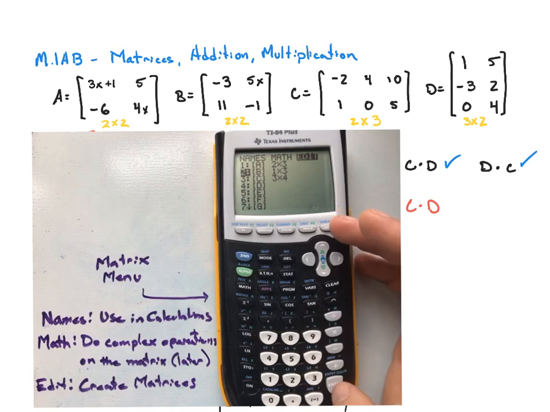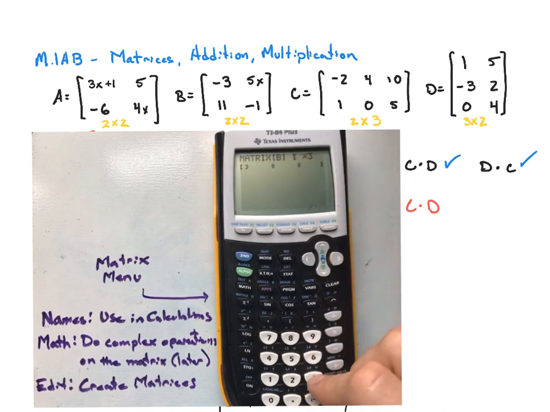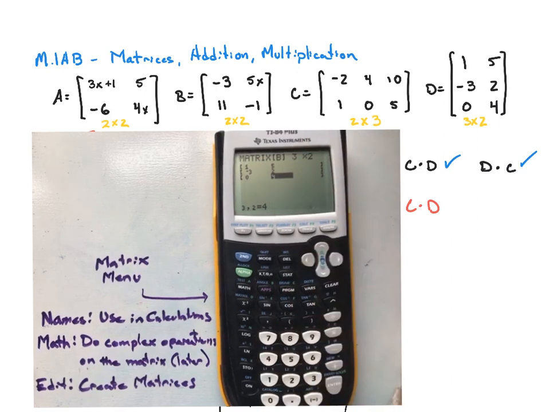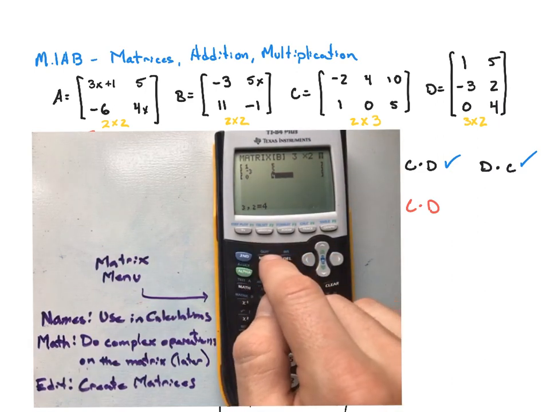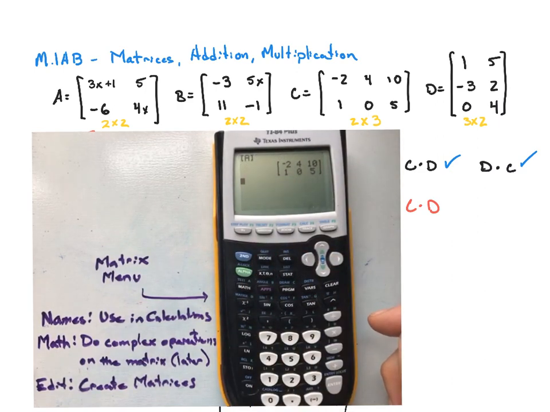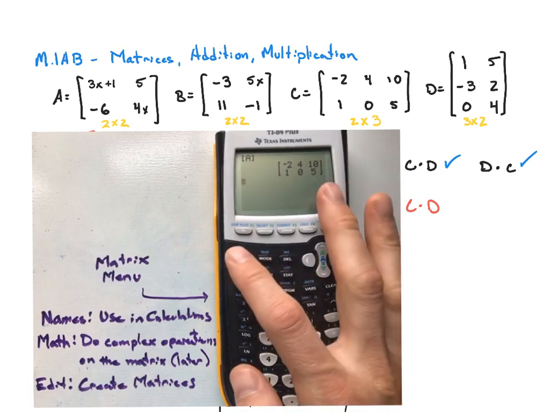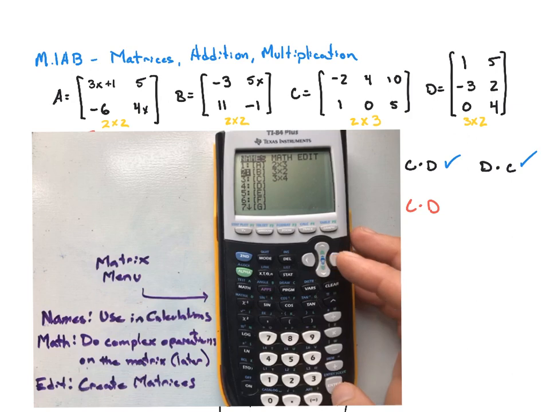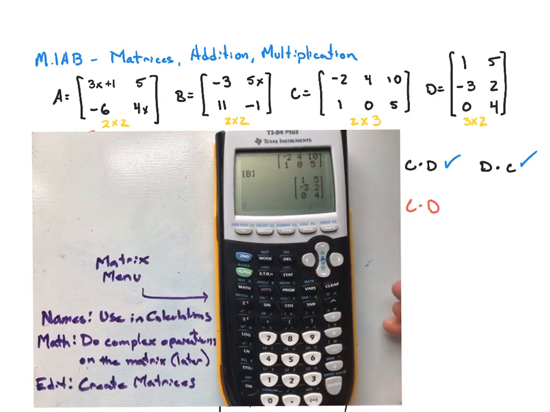Don't let the letters confuse you. They're just placeholders. So edit, and now this is a 3 by 2 matrix. And so now I enter these values: 1, 5, -3, 2, 0, 4. Make sure you hit enter every single time, including right after that very last one. And now you're going to quit back to your main menu. And now, if I do matrix and I use my names, go down to my 3 by 2, hit enter, that one will pop up.